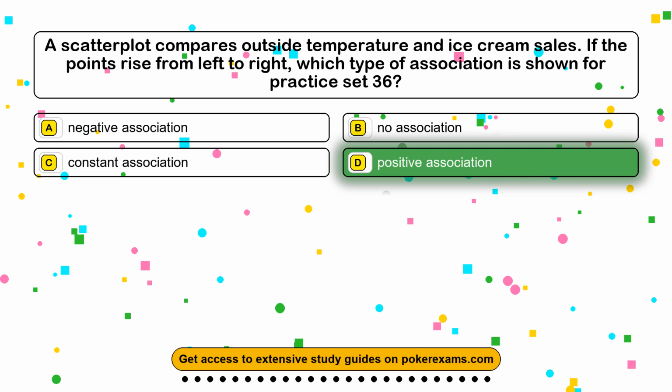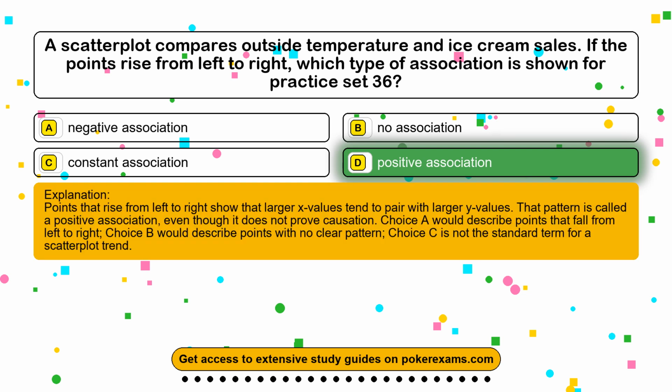The correct answer is option D, positive association. Points that rise from left to right show that larger x-values tend to pair with larger y-values. That pattern is called a positive association, even though it does not prove causation. Choice A would describe points that fall from left to right, choice B would describe points with no clear pattern, choice C is not the standard term for a scatter plot trend.